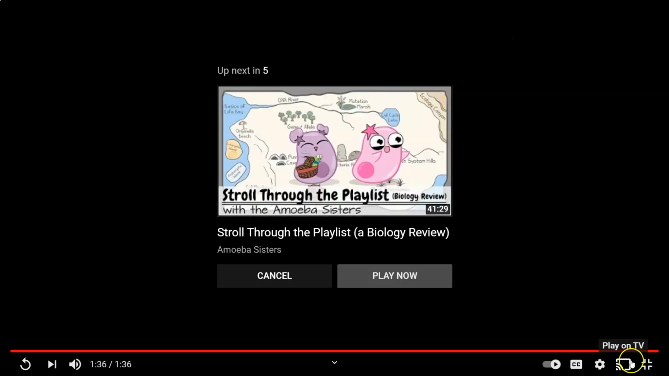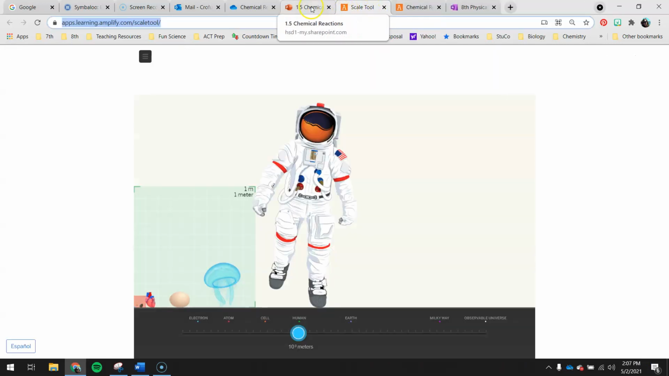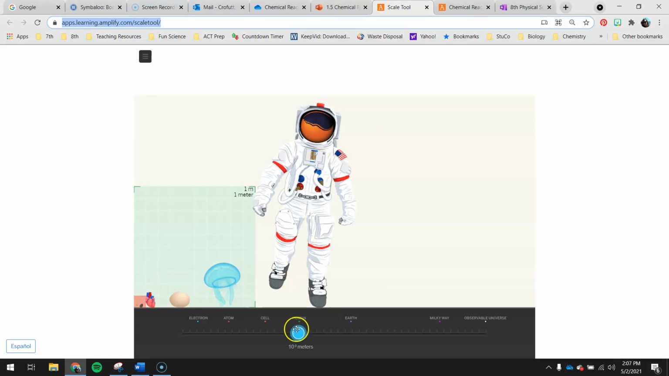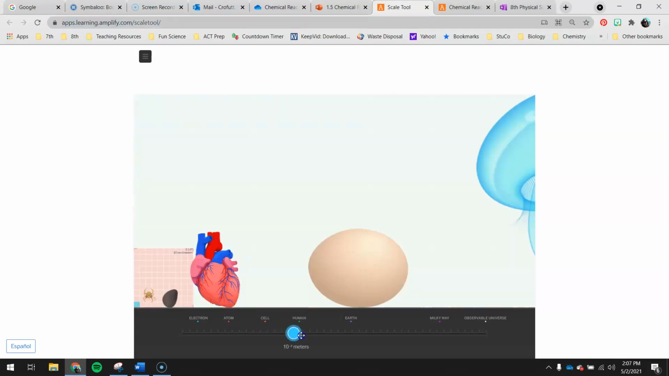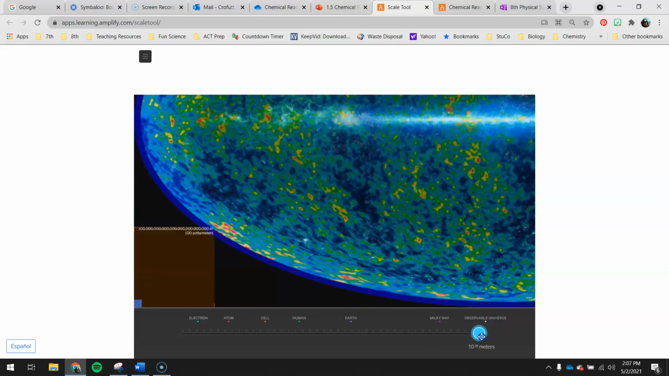All right, so we just watched that video, and now I'm going to show you how to use the scale tool. You will open this link right here, and your goal is to find atoms in here and see how small an atom is compared to other things. So this is your scale tool. You can click and drag this little blue circle here, and you can go out and see the biggest thing, the observable universe.